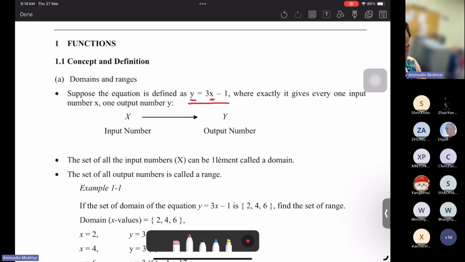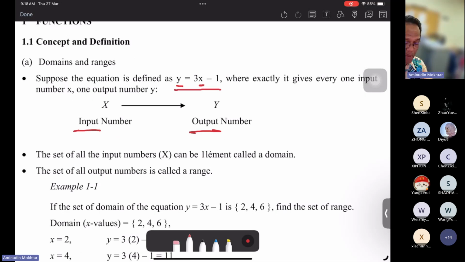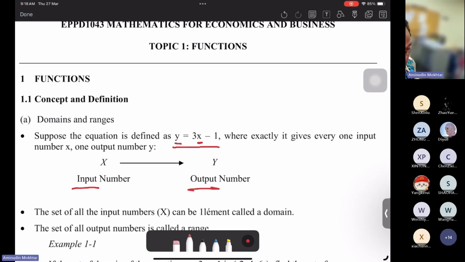In this context, we can call x the input number. x is the input and y is the output. What is input? Input is something we need to produce output in the process. For example, in economics, let's say we want to produce a handphone.